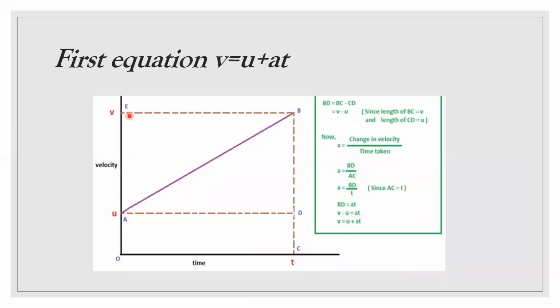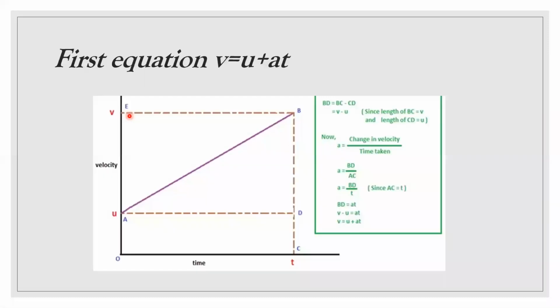If the derivation comes in the exam, then you can use any method if it is not specified which method you have to use. Here I am explaining the graphical method only. To derive the first equation, v equals u plus at, we will first plot an imaginary graph of a body moving with initial velocity u, final velocity v, and uniform acceleration.